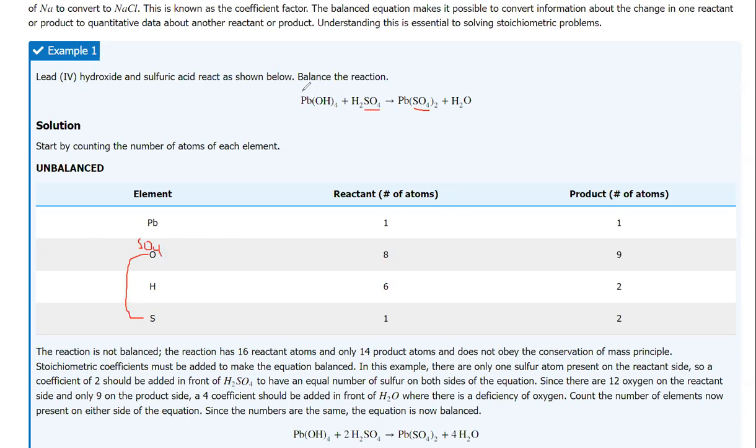And so again, I would start with the ugliest one. So you might start with this one. Let's just say we have one lead hydroxide, and so that means I have one here. And then it's coming with two sulfates, so I would put a two here. So two sulfates. And then the last thing is the hydrogens.